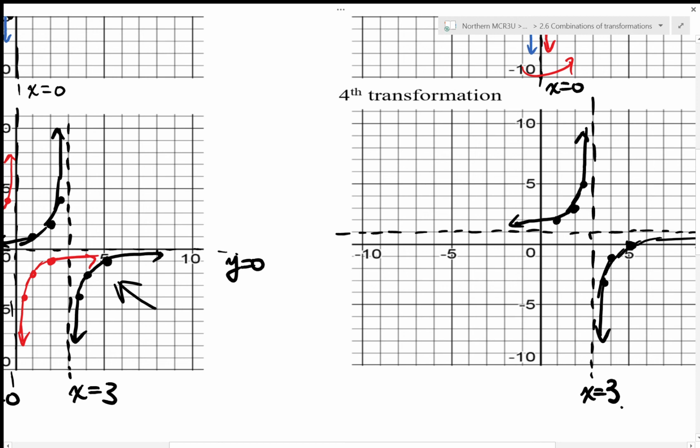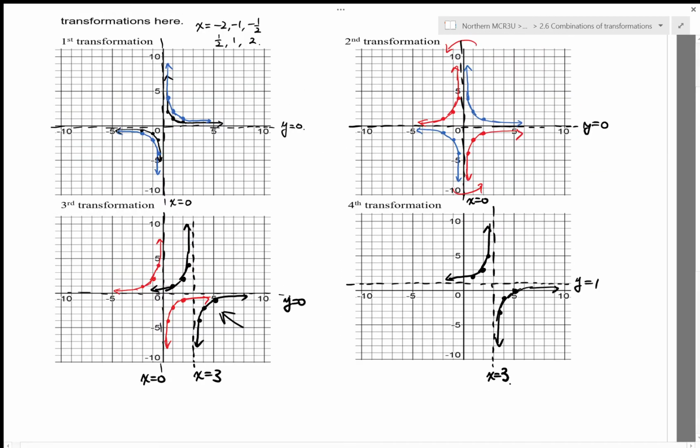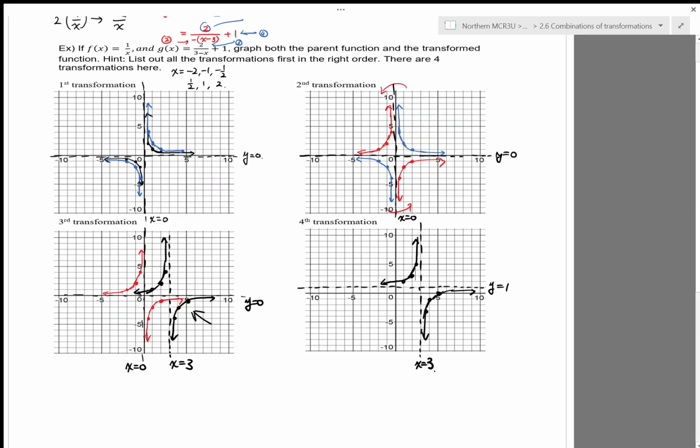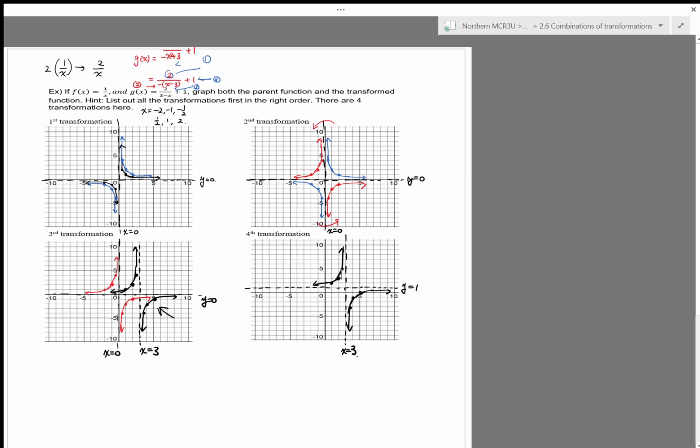Okay. So the lesson was a little long. The video was a little long because I had to graph quite a few. But hopefully this helps you understand how to do them all together, especially with the actual graph.